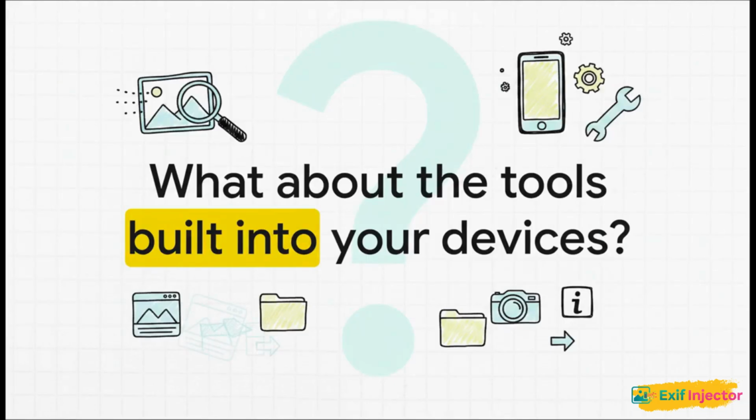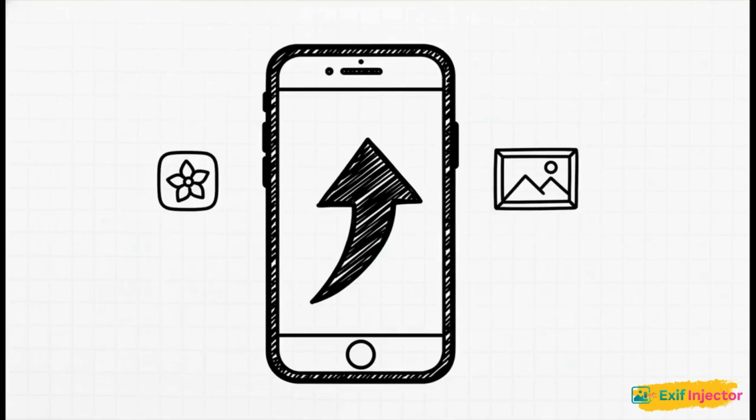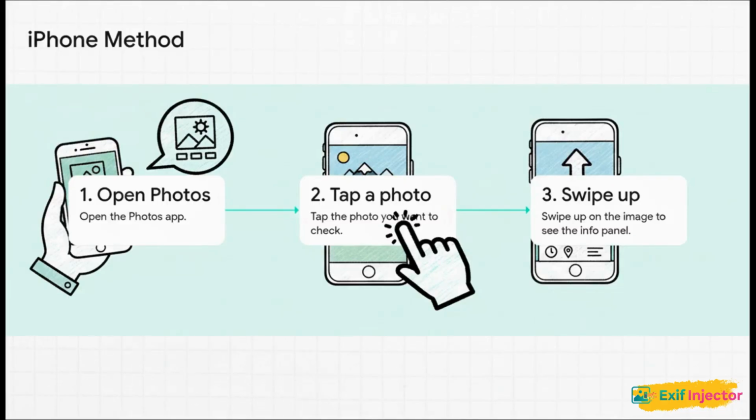But wait, what about the tools you already have? You can check for basic details right now. First up, your iPhone. If you've got iOS 16 or newer, this is going to be super easy. Seriously, just open a photo and swipe up. All the info pops up right there below it.